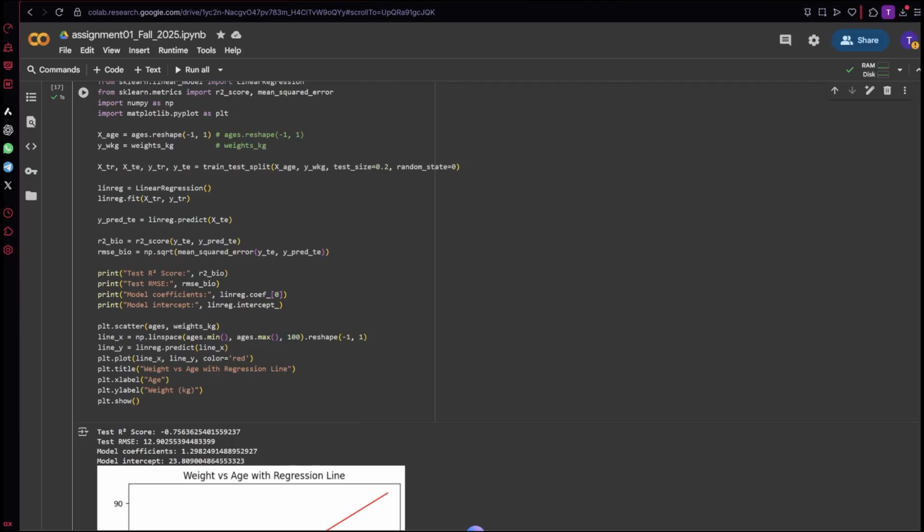So I demonstrated the complete ML workflow from data loading to model evaluation. Each function serves a specific purpose in the ML pipeline. Understanding these functions and their parameters is crucial for building effective machine learning models.